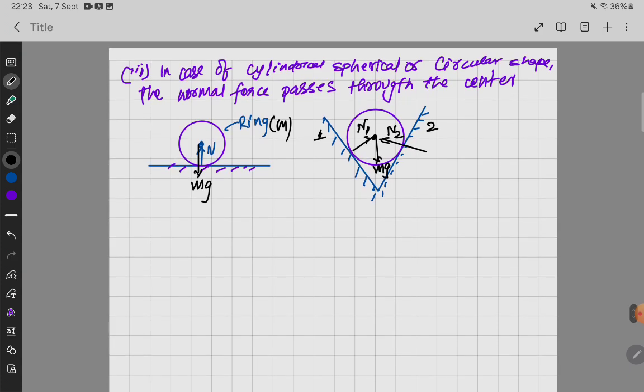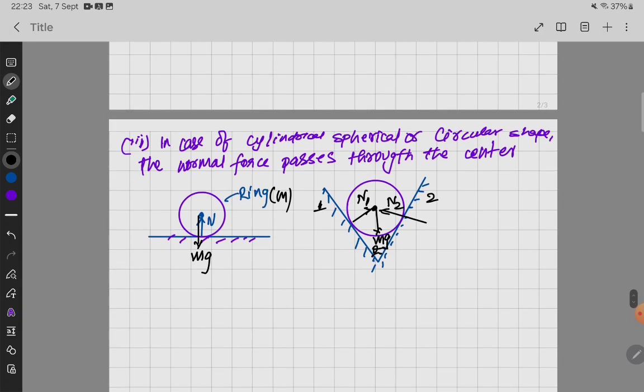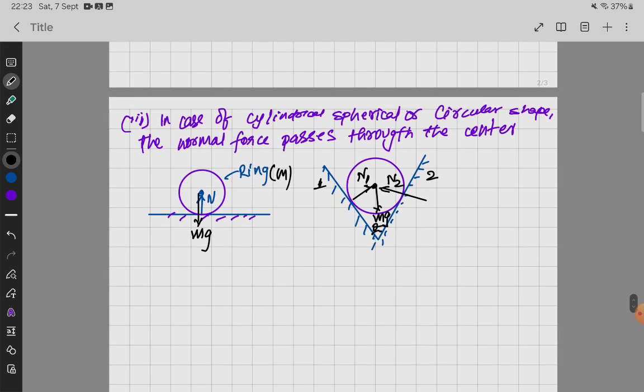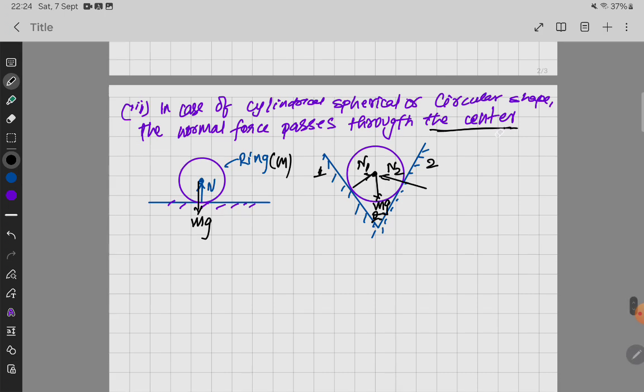So we can resolve this. If this angle is given as theta, let's say here two forces, this is n1, this is n2, here is mg, so we can resolve these forces, right? So angle we can find, then we can resolve these forces. So here the important thing is, in case of cylindrical, spherical or circular shape, the normal force passes through the center of that sphere or cylinder or whatever.